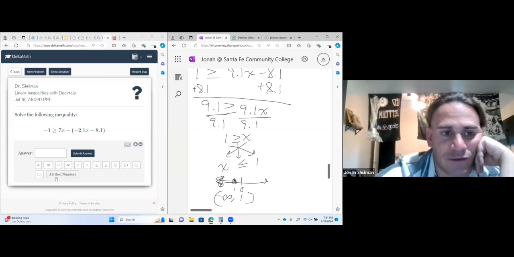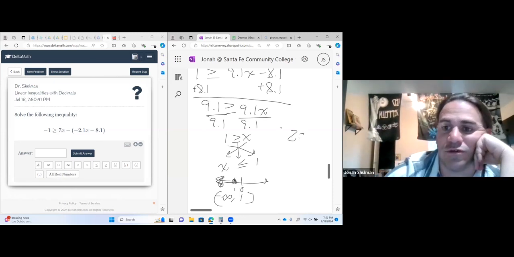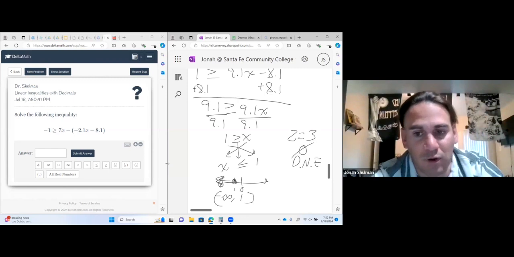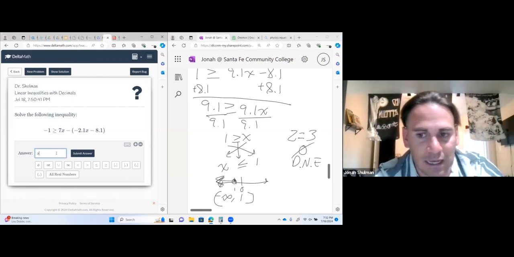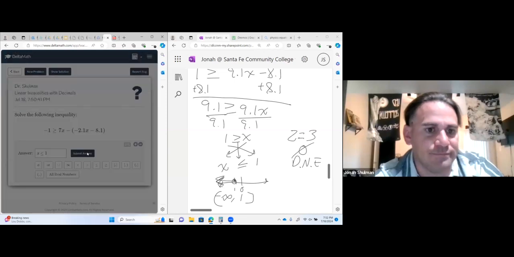This would be everything. This does not exist. If for some reason we were left with something like 2 is equal to 3 at the end, that would be no solution. Does not exist. That might happen sometimes, okay? But we have an answer. It's x is less than or equal to positive 1.